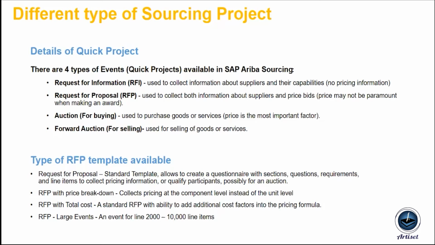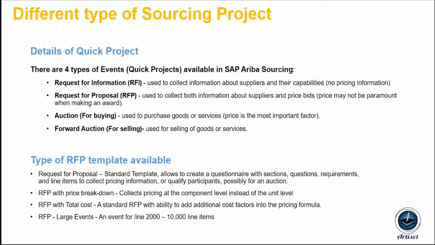Another template is total cost, where all the factors which are affecting the cost of the product can be calculated, including the shipping cost, taxes and all. And if we have a large size of questionnaires and lot size, like from 2000 to 10,000 line items, we have to select the large events.